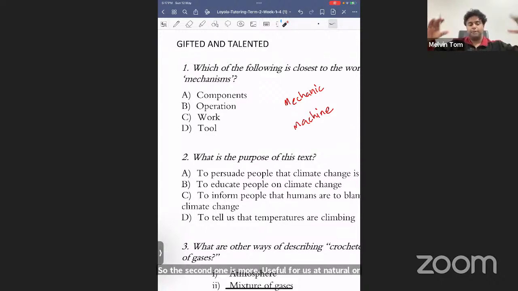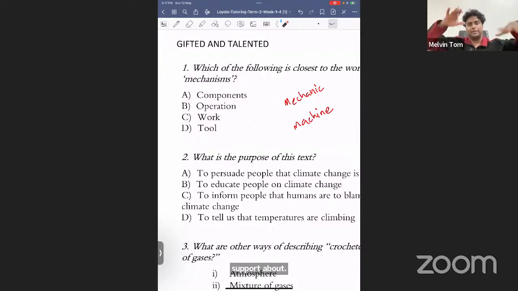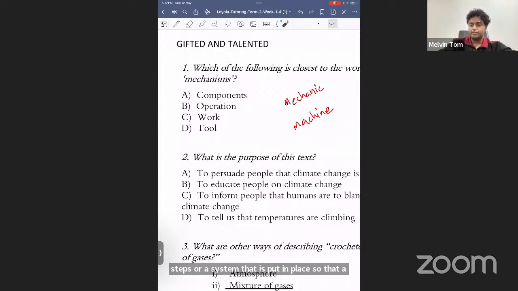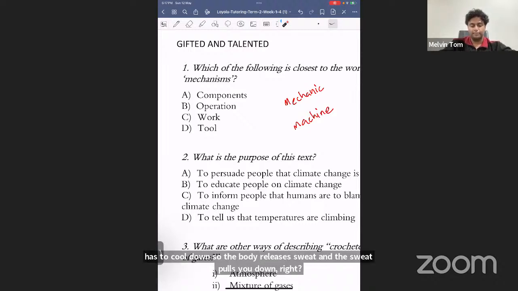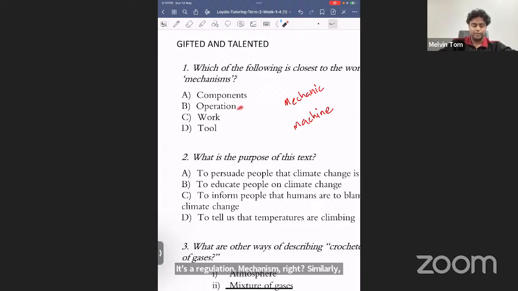So as I said, it's a bunch of processes, a bunch of steps or a system that is put in place so that a specific outcome is delivered. So for example, all of us humans, and I guess most mammals, whenever we run or we exercise, our body gets hot, right? And that's not good for the body. If you get too hot, it will destroy cells in your body, right? So your body has to cool down, so the body releases sweat, and the sweat cools you down, right? It's a regulation mechanism, right? Similarly, the earth has a mechanism or an operation in which it should work. Do you guys understand? Pretty easy.